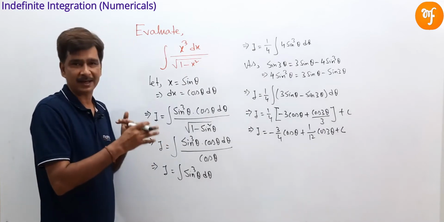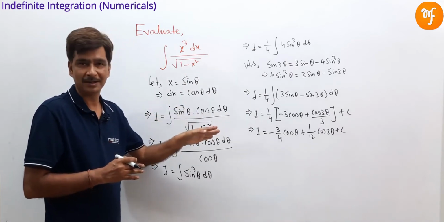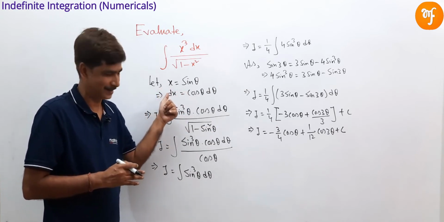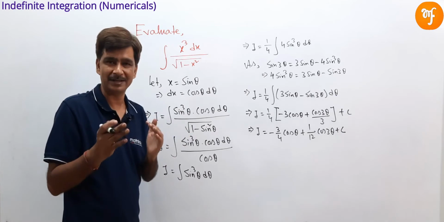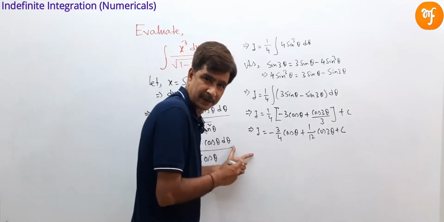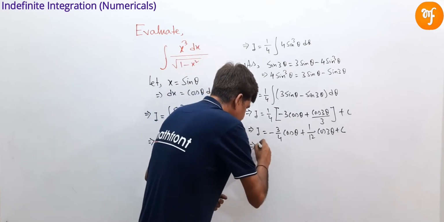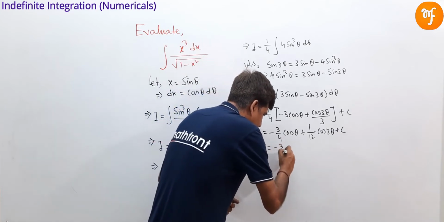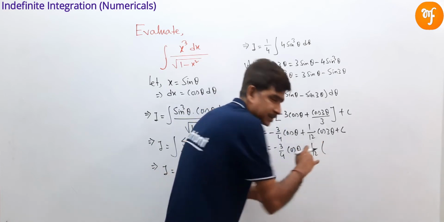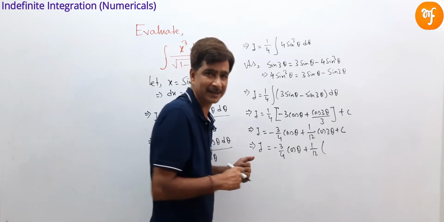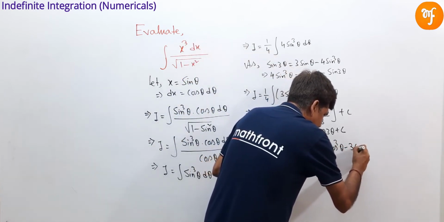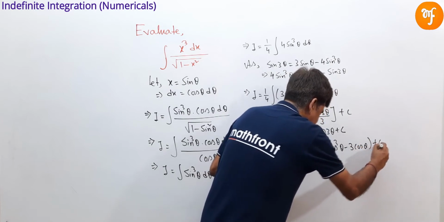Now to get the final answer, we have to convert this whole result in the form of x, where sin theta is equal to x. When sin theta is equal to x, cos theta is equal to square root of 1 minus x square. Further simplifying, I is equal to minus 3 by 4 cos theta plus 1 by 12 times cos 3 theta, which can be written as 4 cos cube theta minus 3 cos theta, plus c.